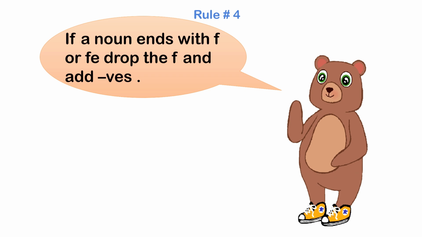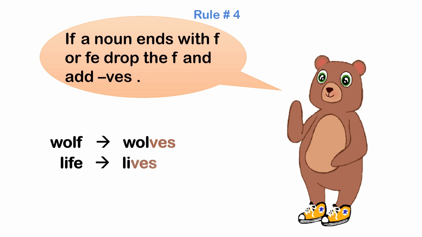The fourth and final rule is if a noun ends with an F or an FE, we drop the F or FE and add VES. Here are some examples. Wolf becomes wolves. We drop the F and we replace it with a VES. Life becomes lives. We take out the FE and replace it with VES. Half becomes halves.